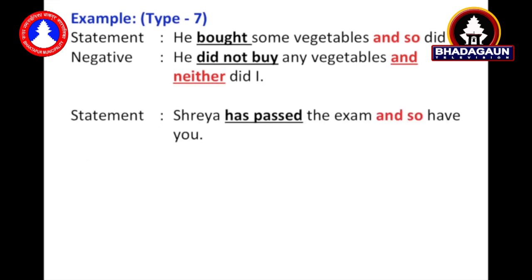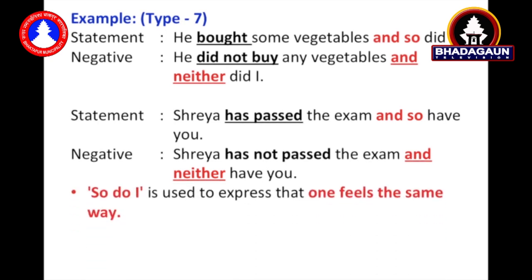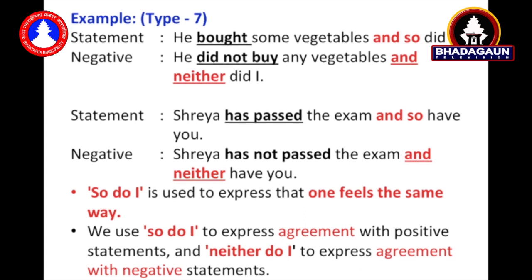Shreya has passed the exam and so have you. र त्यस्तै गरी तिमी पनि भयो. And its negative is Shreya has not passed the exam and neither have you. न त तिमी नै भयो. And this so do I, त्यस्तै गरी, is used to express that one feels the same way. And we use so do I to express agreement with positive statements.